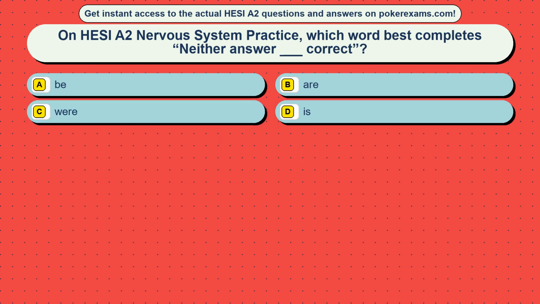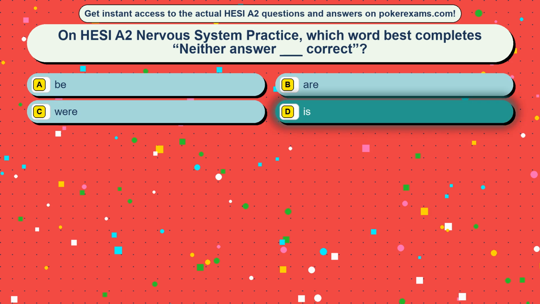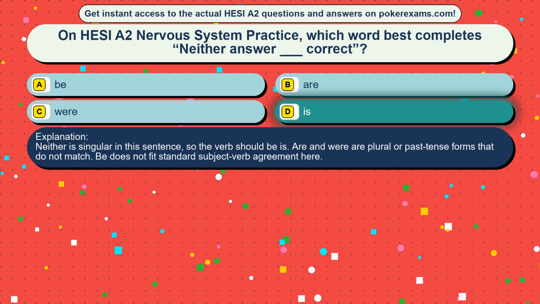Question 44. On HESI A2 nervous system practice, which word best completes the sentence: neither answer blank correct? Option A, B. Option B, tar. Option C, were. Option D, is. The correct answer is option D, is. Neither is singular in this sentence, so the verb should be is. Are and were are plural or past tense forms that do not match. B does not fit standard subject-verb agreement here.